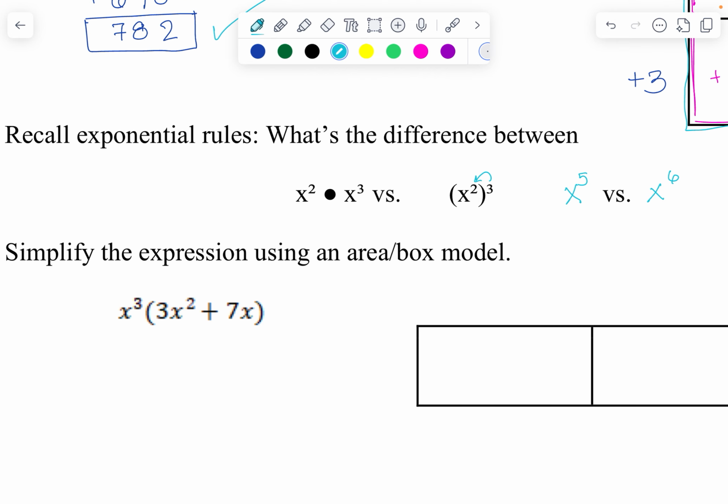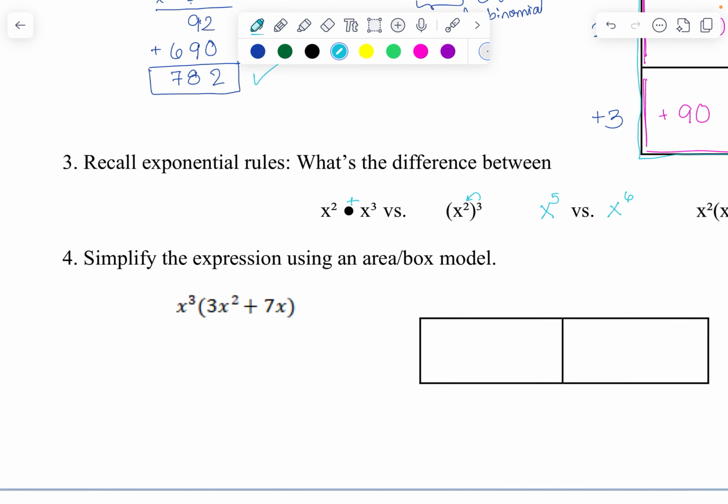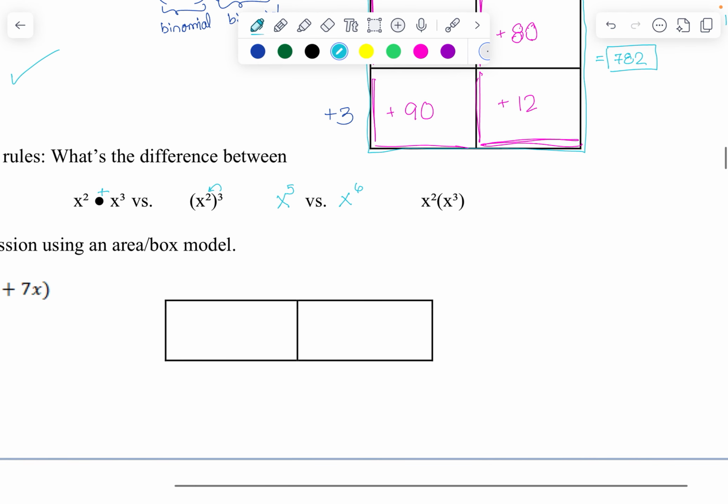Remember, we are multiplying here, we are adding here. Over here, again, we are multiplying, so add your exponents. Keep the base and add your exponents. So this is x to the 5th.